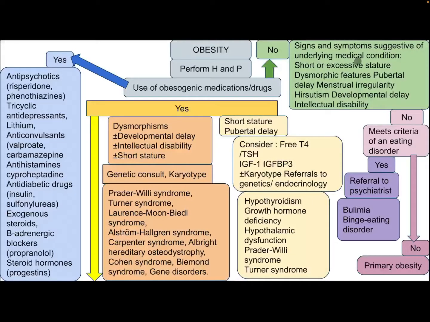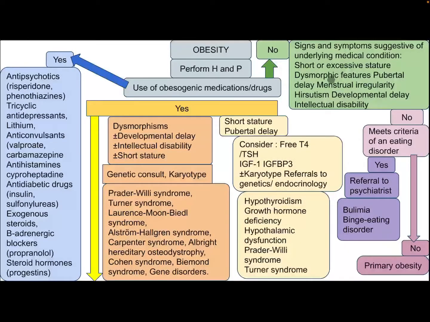If the patient has signs or symptoms suggestive of an underlying medical condition, and there is short stature or pubertal delay, consider free T4, TSH, insulin-like growth factor 1, insulin-like growth factor binding protein 3, karyotype, and referral to genetics or endocrinology. Differential diagnosis: hypothyroidism, growth hormone deficiency, hypothalamic dysfunction, Prader-Willi syndrome, and Turner syndrome.